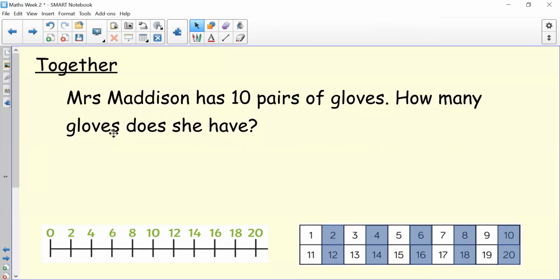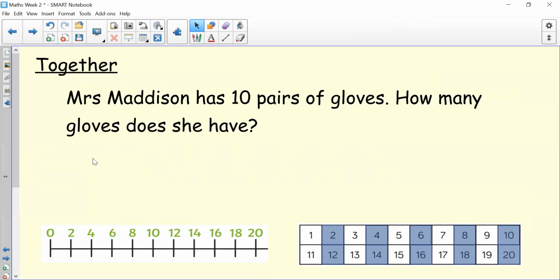So it says, Mrs. Madison has 10 pairs of gloves. How many gloves does she have? So how can we work this out? Pause the screen to have a think. Okay, shall we have a go at drawing them again?